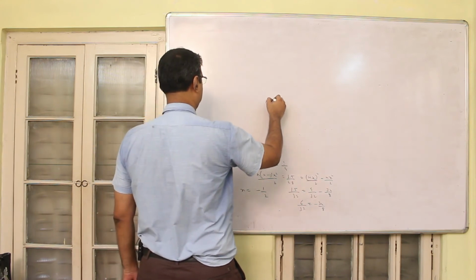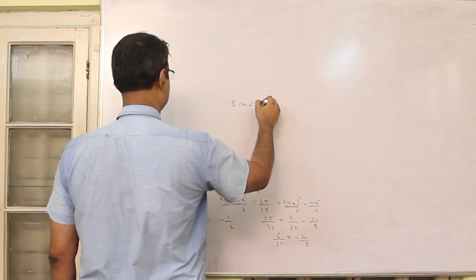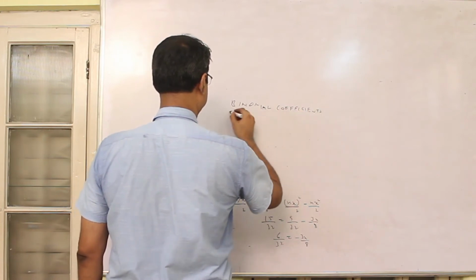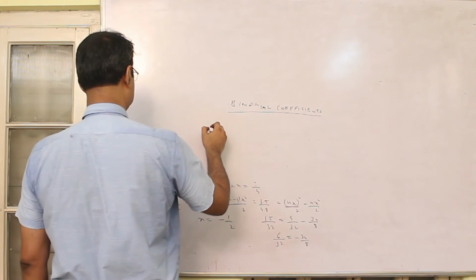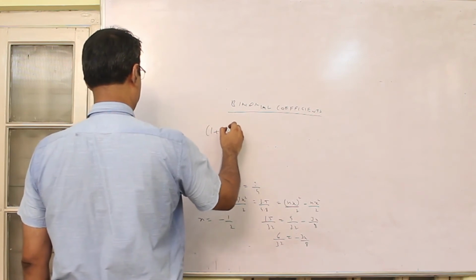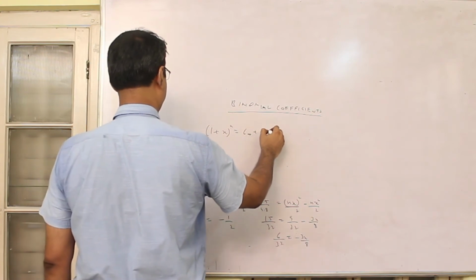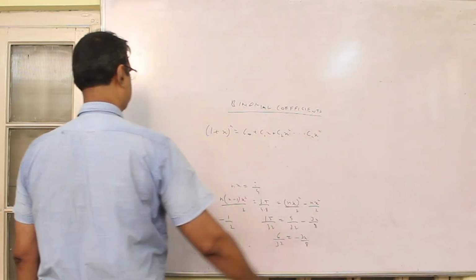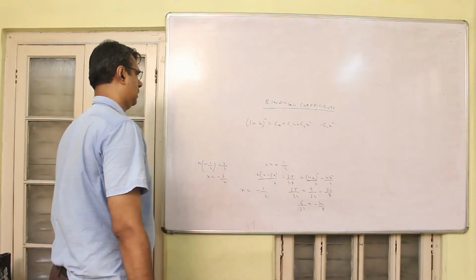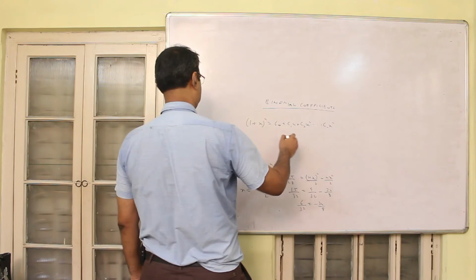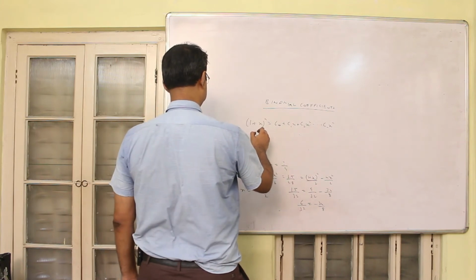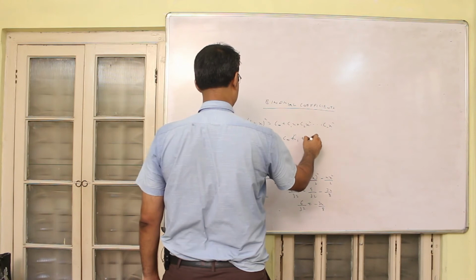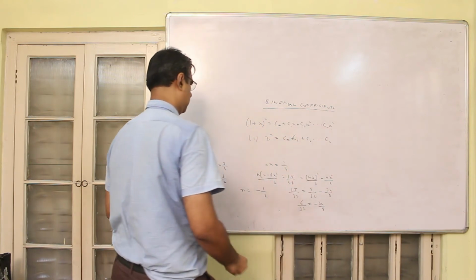Now we come to the next topic, binomial coefficients. Suppose (1 plus x) whole to the power n, suppose we are expanding it, so it's coming c0 plus c1x plus c2x square and so on. So if you put x equal to 1, you will get this.